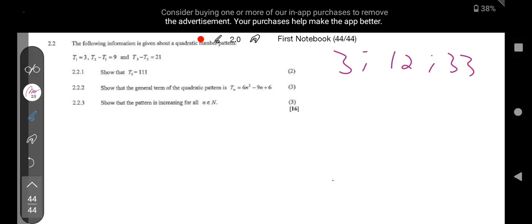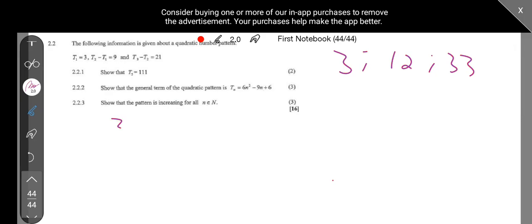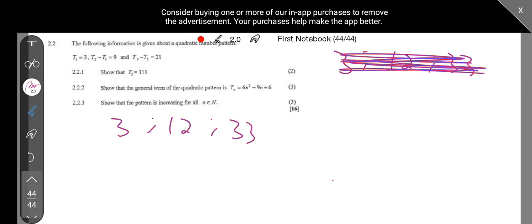So let's work on this. Let me write it here so that we can have enough space. That is 3, 12, 33. And we can cross out this. For term number 5, we have to know term number 4, then we can go to term number 5.